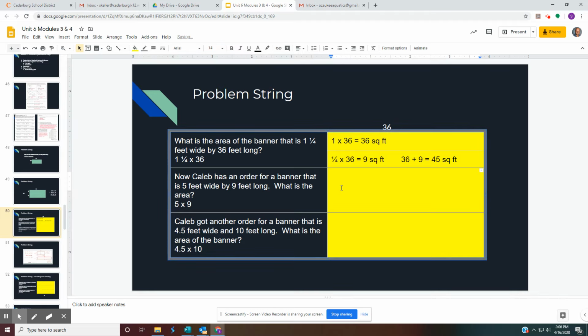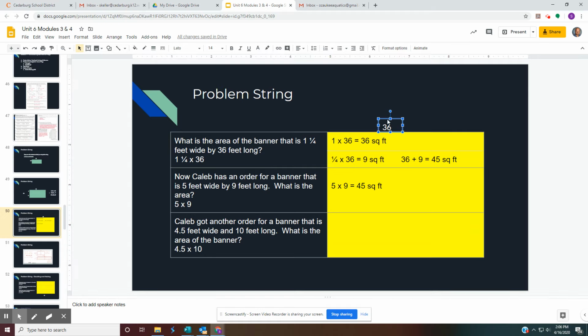The next array we have is 5 feet wide and 9 feet long. That one's a pretty easy array for us to figure out. 5 times 9. So that would equal what? 45 feet squared, or square feet. All right, and lastly, it says Caleb got another banner order of 4.5 feet by 10 feet.